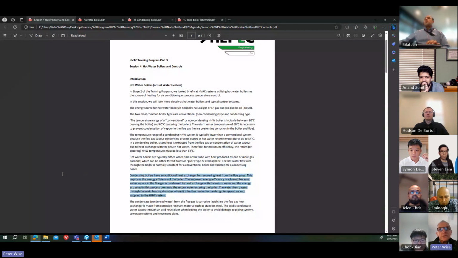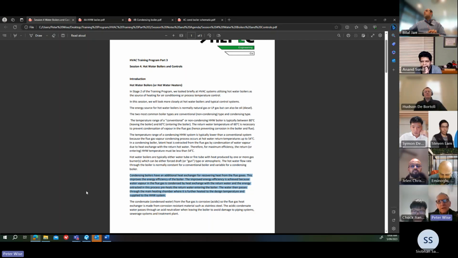Condensing boilers have an additional heat exchanger for recovering heat from the flue gases. This improves the energy efficiency of the boiler. The improved energy efficiency is achieved because water vapour in the flue gas is condensed by heat exchange with the return hot water from the field, and the energy extracted in the process preheats the return water entering the boiler. The water then passes through the main heating chamber, where it is further heated to the design temperature for the project and supplied back into the hot water system.